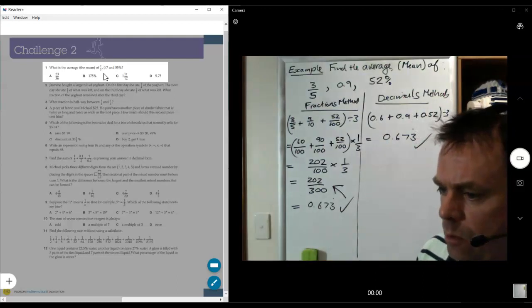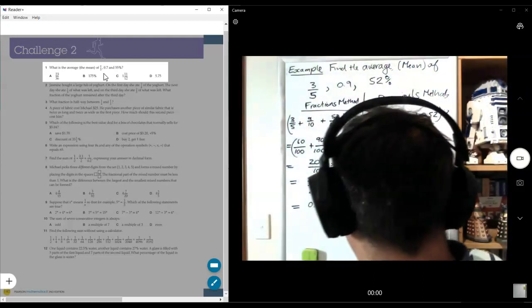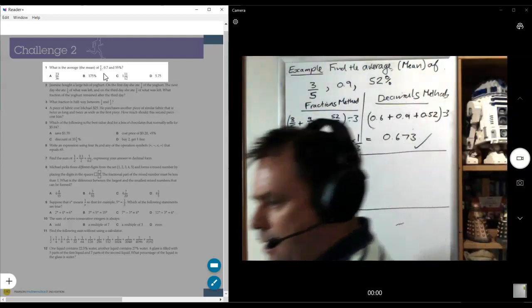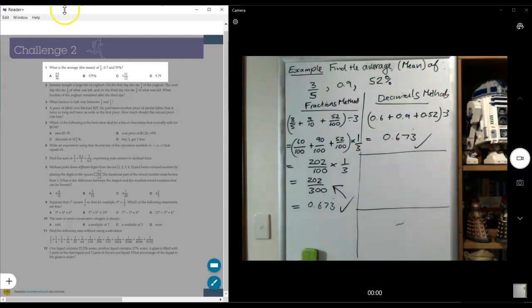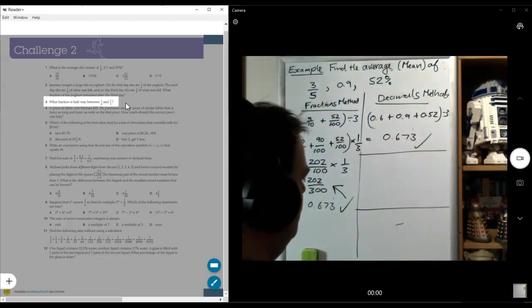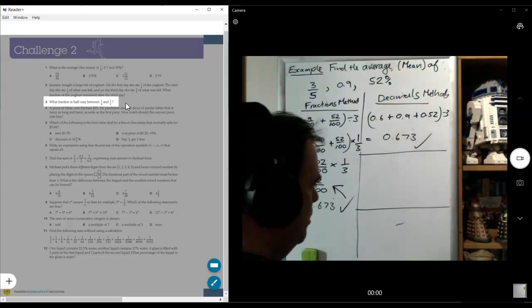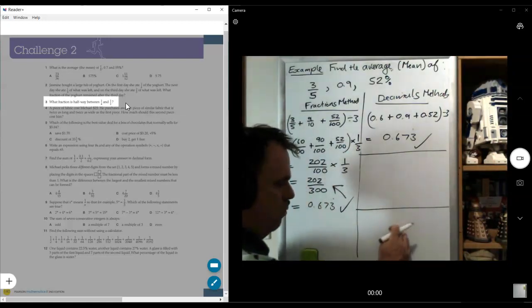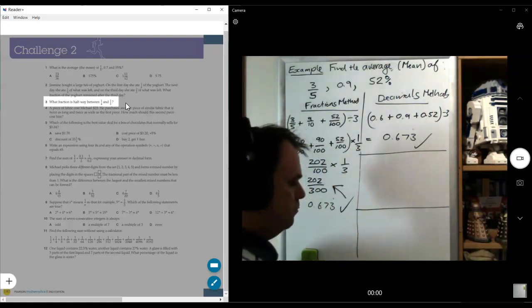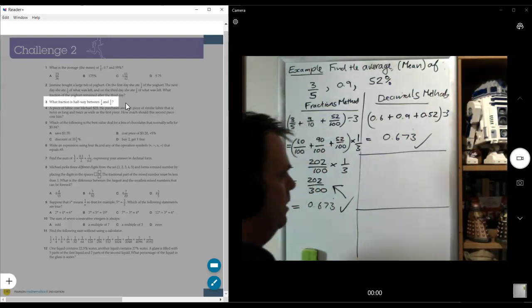Okay, one more thing actually. There's another problem that's quite similar to this. I'll put it just here, and we'll highlight it over there. The other problem is number 3. What fraction is halfway between a quarter and a half? Because if you want to find what's halfway between two values, two numbers, one way to do it is to add them together and divide by 2. So take the mean of the two numbers.